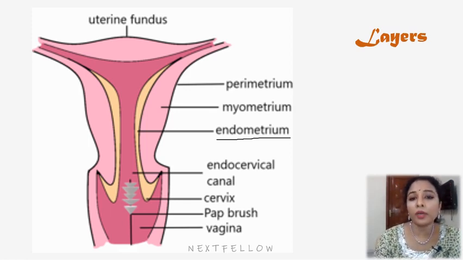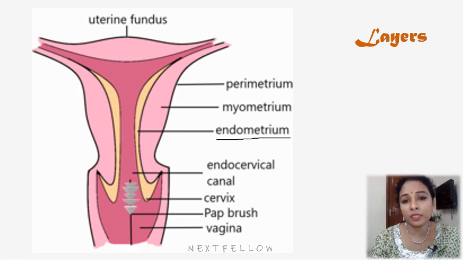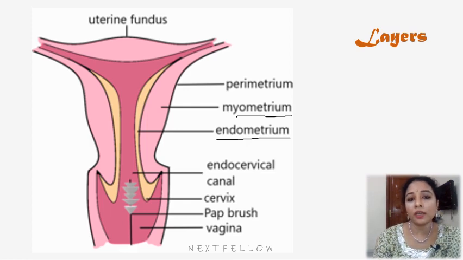Next to the endometrium is the myometrium, which is a muscle layer that contains smooth muscle, and outermost is the perimetrium. The perimetrium is the serous layer of visceral peritoneum covering the outer surface of the uterus.